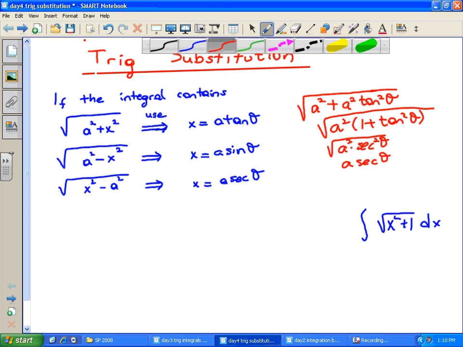Now try one of the other ones. Say let's try the third one down the list. Why do you think a secant theta is going to be helpful in solving that last type of square root problem? So I'm going to erase this and just do a demonstration about that one.